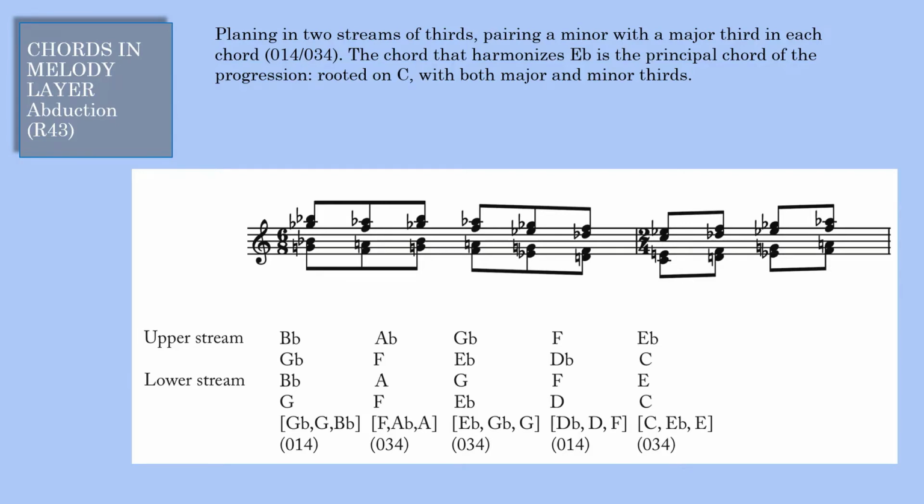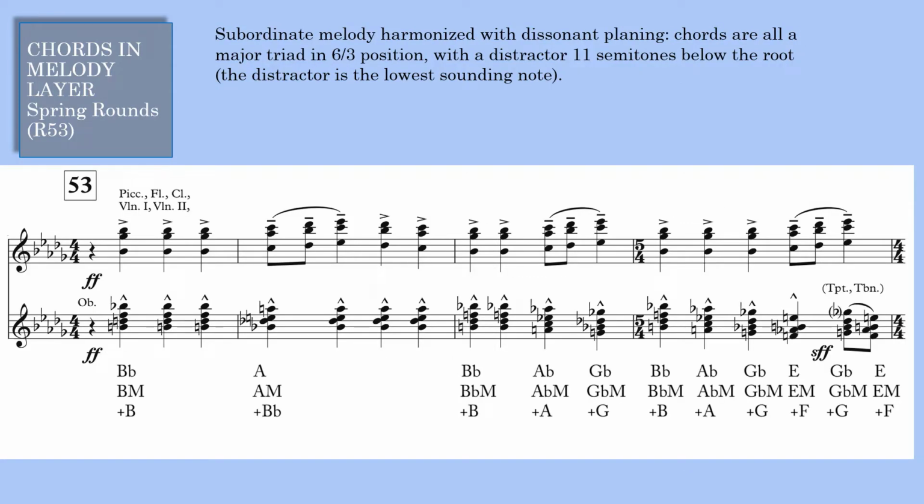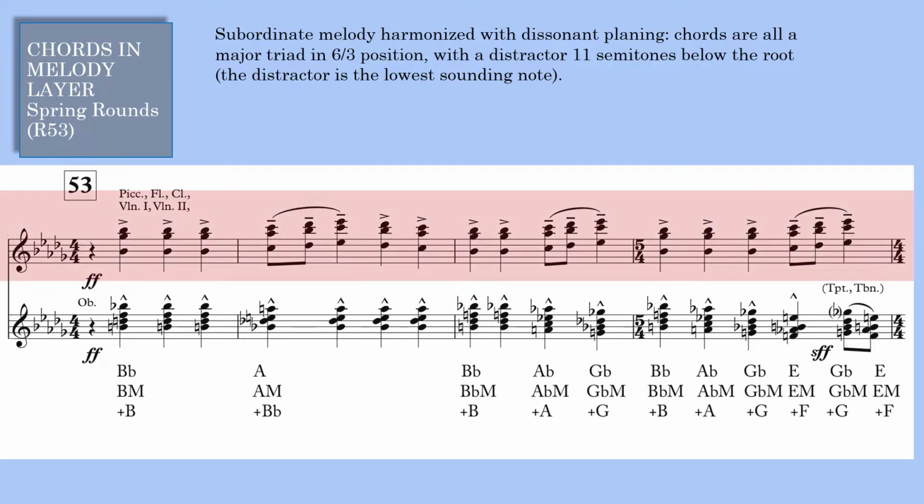Beneath the Spring Rounds procession melody, we hear a subordinate melody descend from B-flat to E. This subordinate melody is encrusted with dissonant planing. Each chord is a major triad in 6/3 position, with a distractor 11 semitones below the root.